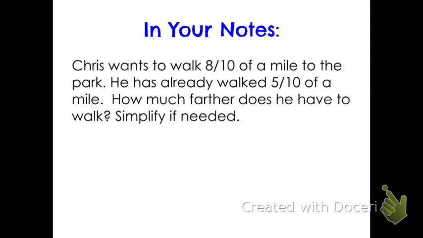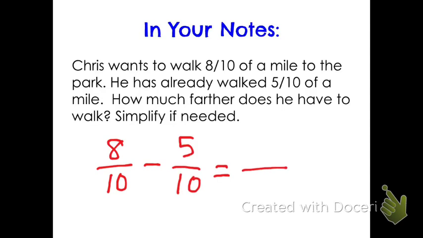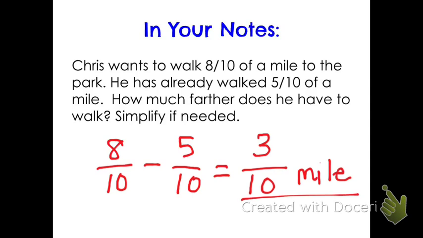This one says, Chris wants to walk 8/10 of a mile to the park. He's already walked 5/10 of a mile. How much further does he have to walk? Well, he wants to go for a total of 8/10. So I subtract what he wants to do total minus what he's already done to figure out what he has left. Again, denominator is the same, so I'm going to leave that the same. 8 minus 5 would give me 3/10. So 3/10 of a mile is what he would have left.